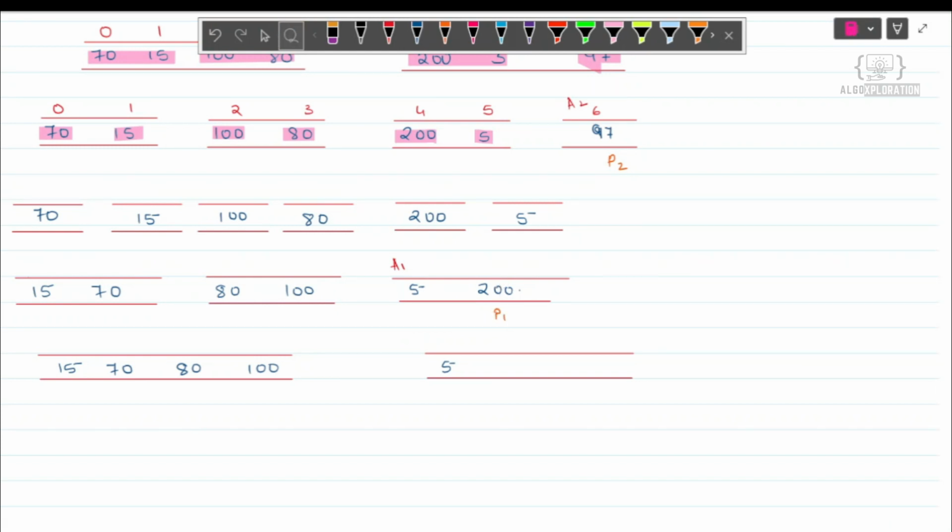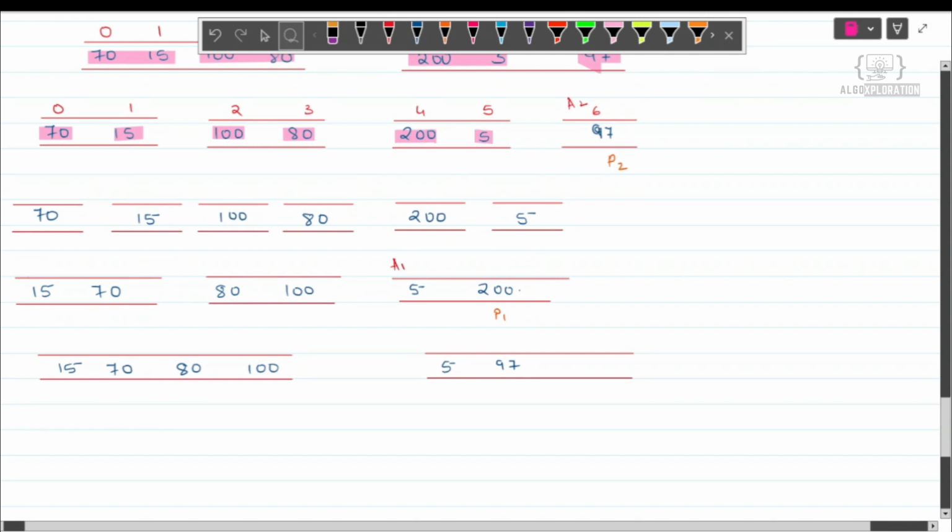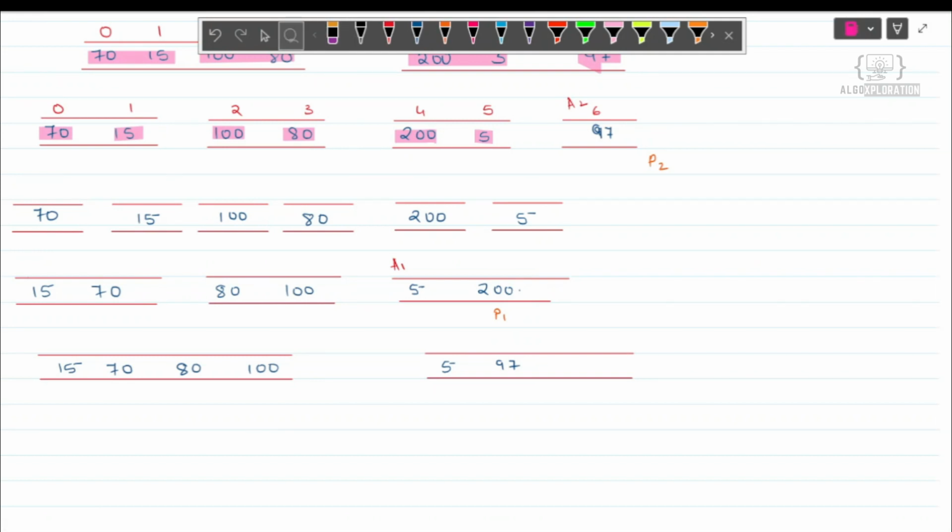Again we will check whether A1 of P1 is less than or equal to A2 of P2. It's not. So we will copy 97 here and increment P2. Now we can see that P2 is out of bound. So we will simply put all the remaining elements of A1 from P1 till the last index. Now we can see that this array is also sorted and this array is also sorted. Now we just have to merge it again, P1 and P2.